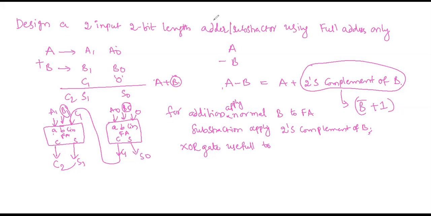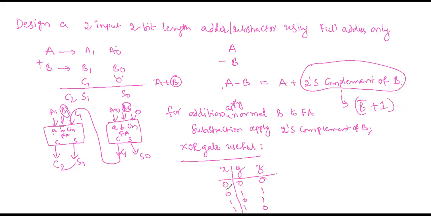Now, what is the XOR gate? Write out the XOR gate truth table. For X, Y, Z: 0 0 0, 0 1 1, 1 0 1, 1 1 0.